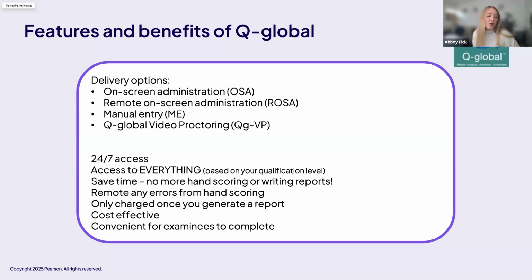With Q Global, it doesn't cost to send the forms out. You're only charged for the forms which you have selected to generate the report. So no money is lost waiting to see if you're going to get a response back. And it's also really convenient for others, such as parents or teachers, as they can complete the questionnaire in their own time using their own device via that remote link.